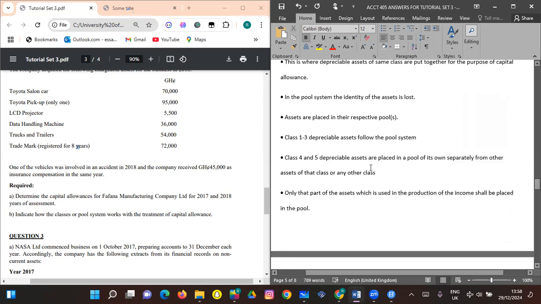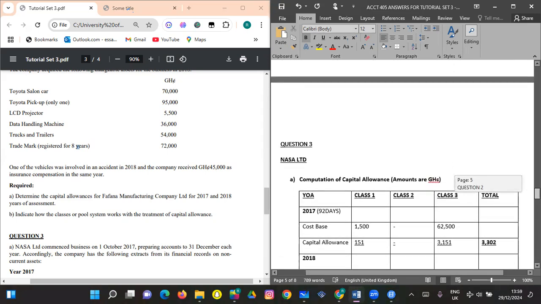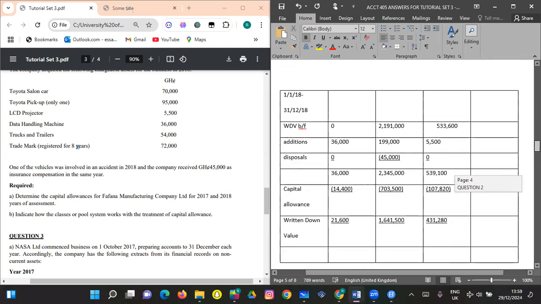Class 4 and 5 depreciable assets are placed in a pool of their own, separately from other assets of that class or any other class. That's what we just did. You can either maintain them as a pool, like pool 4 and 5, or you can make them different, like factory buildings and office buildings. That's what it means. Then only that part of the asset which is used in the production of the income shall be placed in the pool. So only an asset that has been used by the business will be placed in the pool. So basically that's it for question 2. So simple and straightforward.